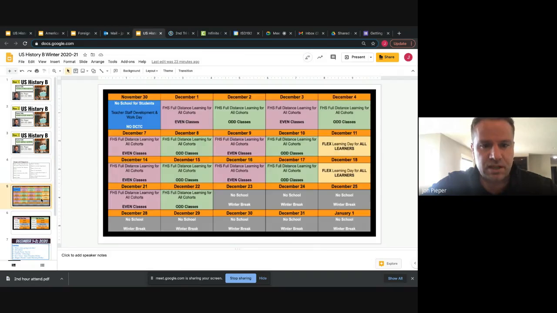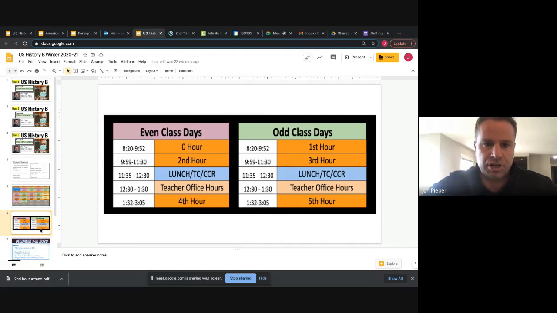This is basically a good shell of what we're going to be doing. You guys have seen this. It's the schedule of when we're going to be meeting. You guys are second hour, so we are meeting on the even classes. If you were in one of my odd classes, that would be one of the green ones here. Generally speaking, we're going to be meeting about this time period, 9:59, 10 o'clock. Like I said, we'll rarely go the entire hour and a half. It's mostly just so that I can touch base with you if you have any questions, and then I'll give you the work that you're going to have for that particular day, that particular week.